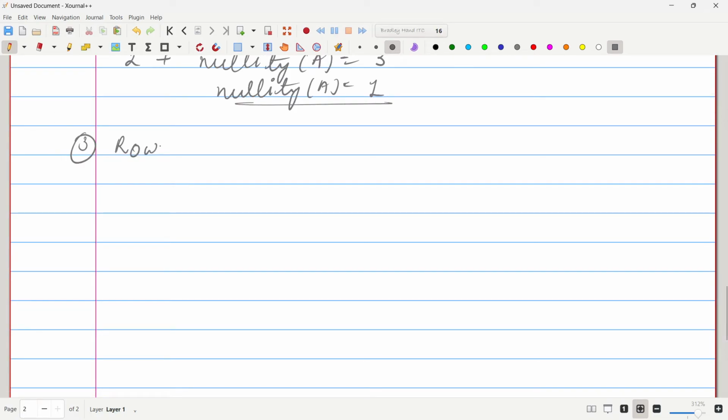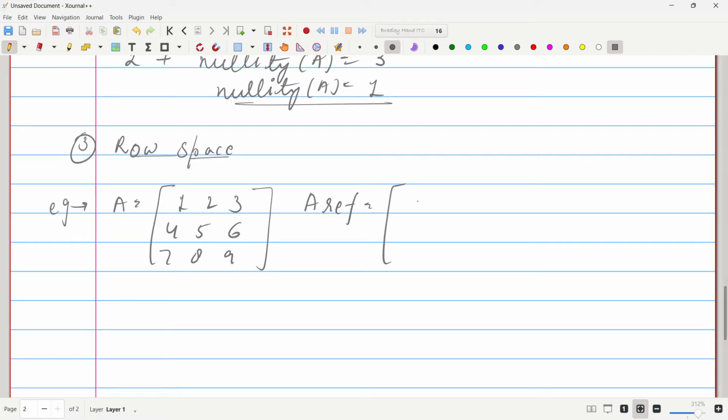Third topic is row space. Row space is the same as column space. Suppose you have an example, again the same matrix: 1, 2, 3, 4, 5, 6, 7, 8, 9. The first step is to convert it to REF form. The REF form is 1, 2, 3, 0, minus 3, minus 6, and 0, 0, 0.